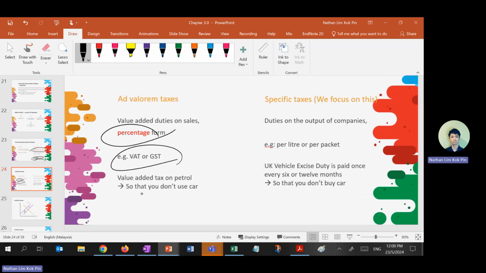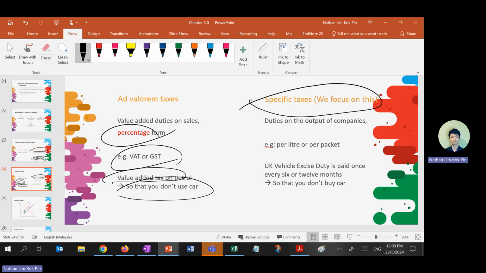So for example, value added tax, VAT, is so that you don't use the car, because a car emits pollution, right? And specific tax, this is what we focus on, throughout the entire half hour later and until the next class, which is in your YouTube. We will be focusing on indirect tax, but under indirect tax, we will be focusing on specific tax only because this is the easiest, and the diagram is easiest. But for you, it will be hard anyway.